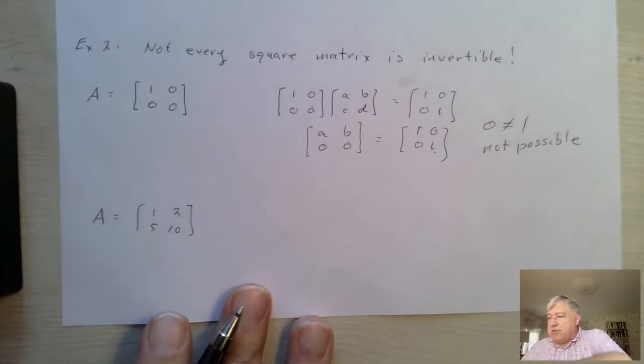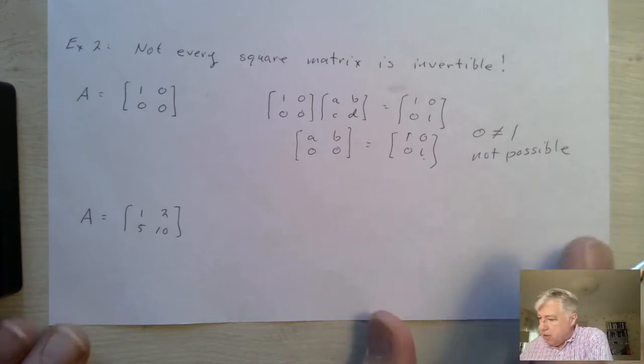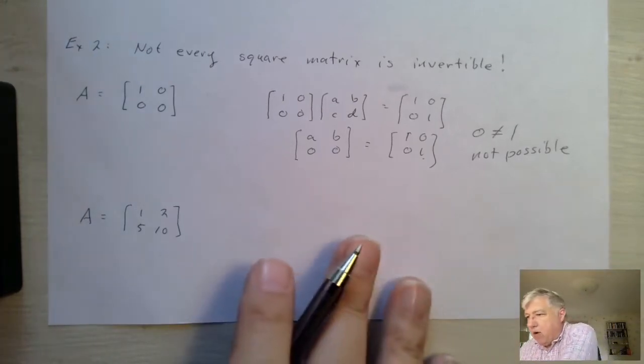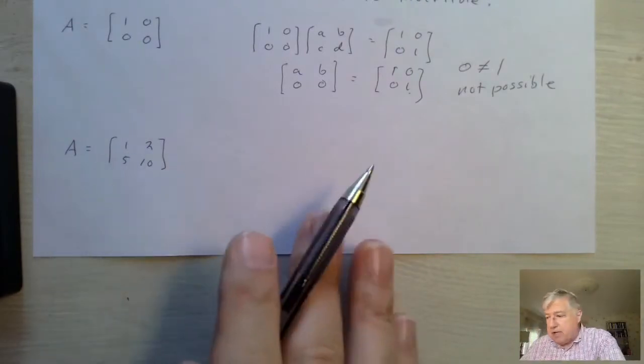And in fact, we'll see that. Any matrix with a row of zeros or column of zeros is not invertible. We'll talk about that later. Now, what happens if we have a matrix where all entries are not 0?